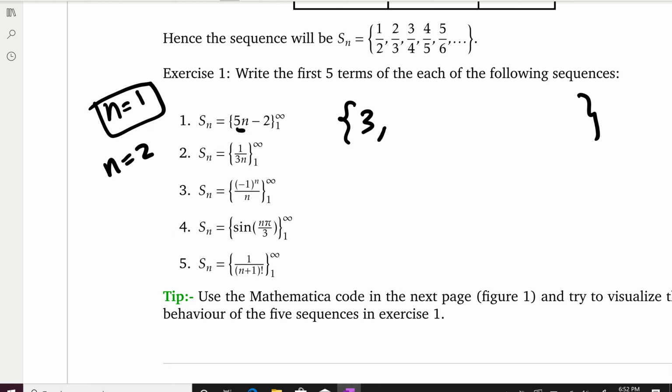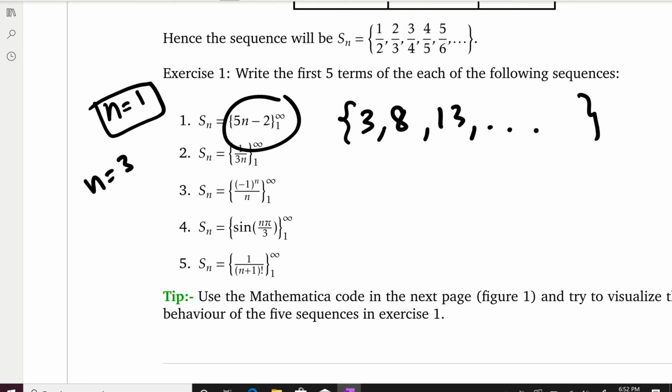So 5 times 2 is 10, 10 minus 2 is 8. That's the second term of the sequence. Now if you want to know the third term of the sequence, substitute 3 for n. Now 5 times 3 is 15, 15 minus 2 is 13. That's the third term of the sequence. Likewise, you can generate all the terms of the sequence by just using this general representation.